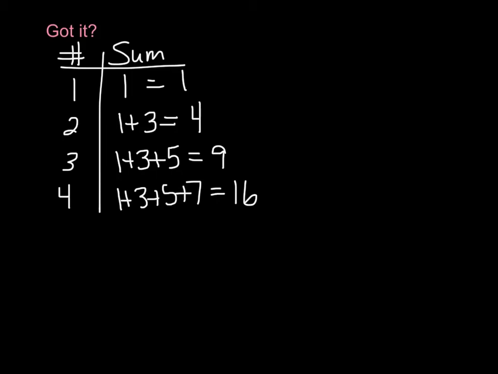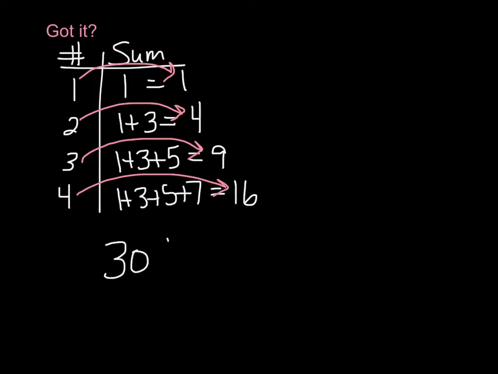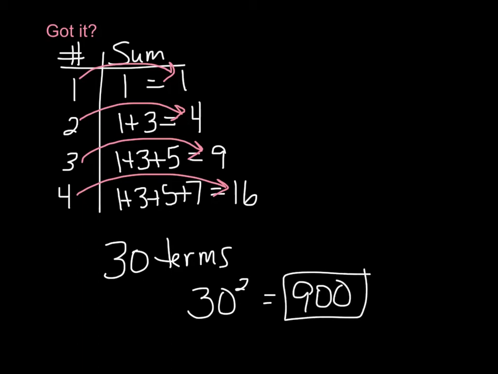Look at the pattern. 1 to 1, 2 to 4, 3 to 9, 4 to 16. What is your conjecture? Well, you know that the sum is just the square of the number of terms. So if we had 30 terms, you would just take 30 squared, and the sum of them would be 900. In problem 4, we're going to talk about making a prediction.